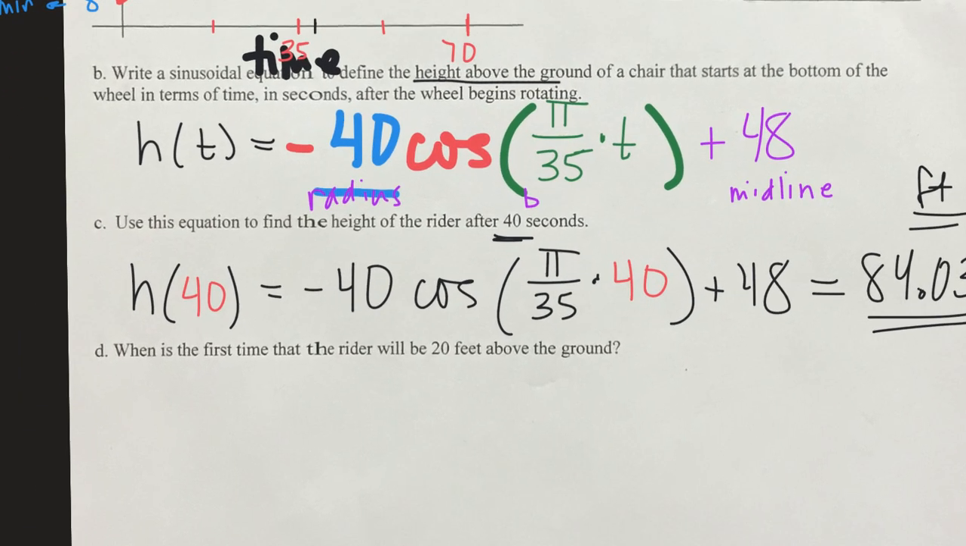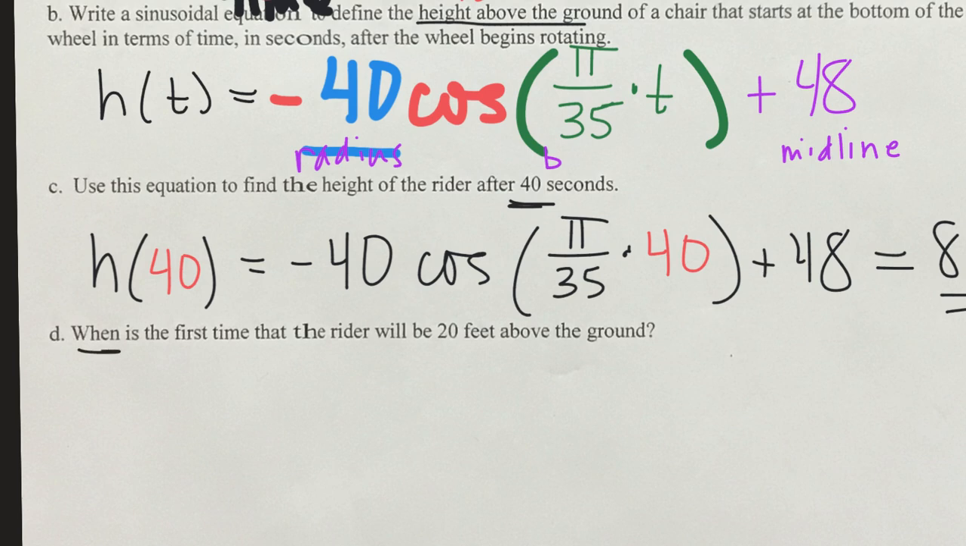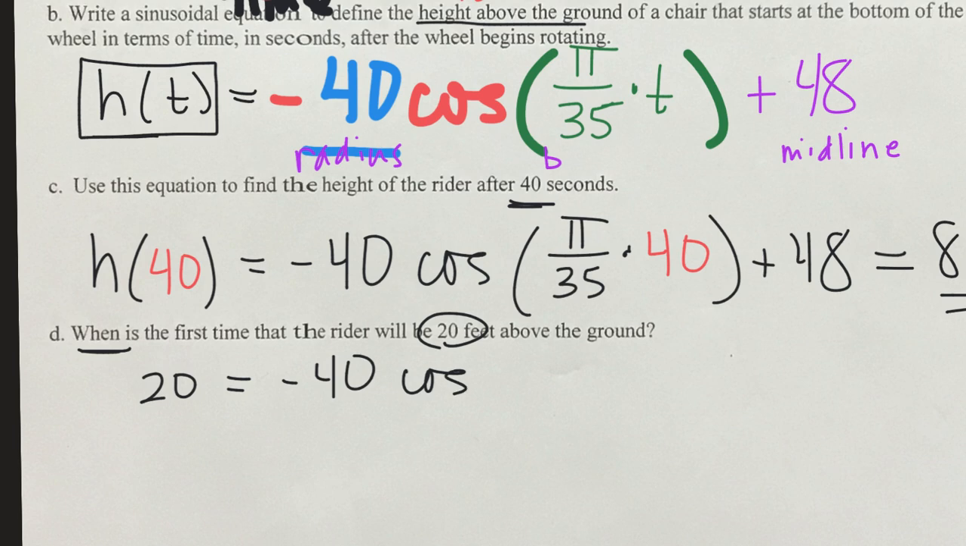Okay, part D, here is the algebra portion. When is the first time? What we're asking is a time question. So we want to solve this equation for t, for time. When is the rider 20 feet? So that's the height. We're going to put 20 right here equals negative 40 cosine pi over 35 t plus 48. So we replace h with 20, and we have our entire equation with t as our variable. Okay, this is the algebra portion. We want to solve this equation for t.